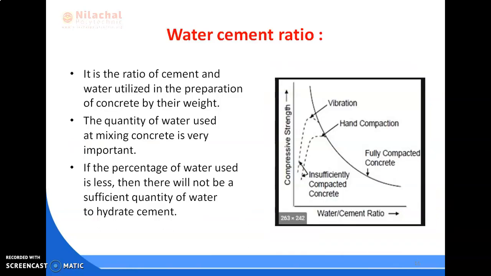Next is water cement ratio. It is defined as the ratio of cement and water, by weight, utilized in the preparation of concrete, and the quantity of water used in mixing concrete is very important. If the percentage of water used is less, then there will not be a sufficient quantity of water to hydrate the cement. Also, if we add more water, then obviously we can see bleeding or segregation of fresh concrete. So we must take care of it, and during the mix design process we have to find out a particular water cement ratio to form fresh concrete.